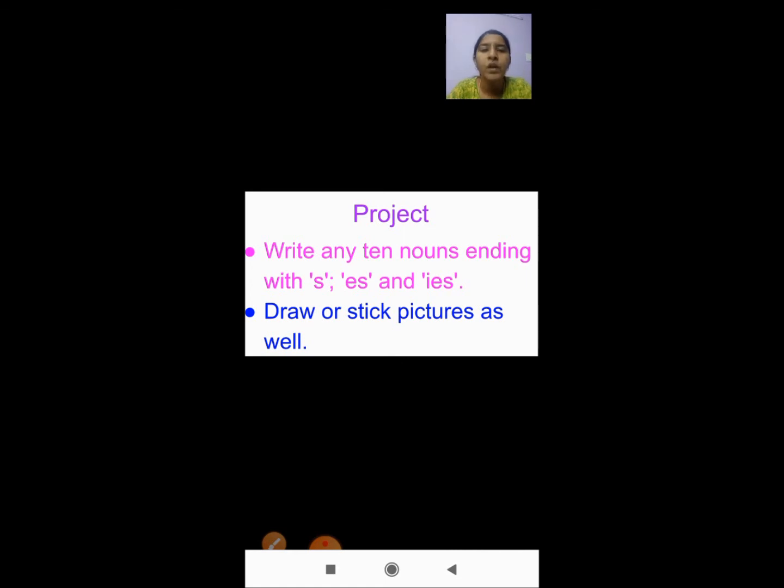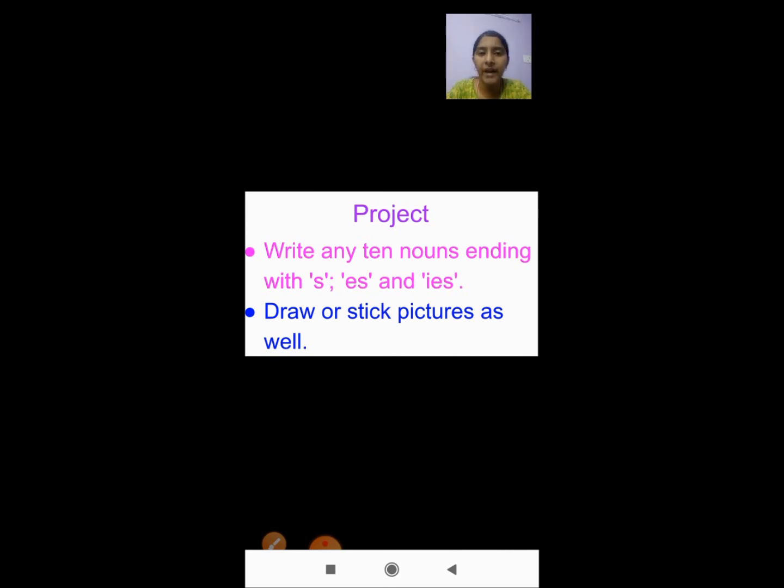Okay, children. Please help the children. And also, children, you have the project for this topic. It is for the English project. It will be considered as a project for English on the whole. So you have to write 10 nouns. Nouns means name of a person, place, animal, thing, bird, we have seen, right? So you have to write 10 nouns ending with, as I told you, S, ES and IES.